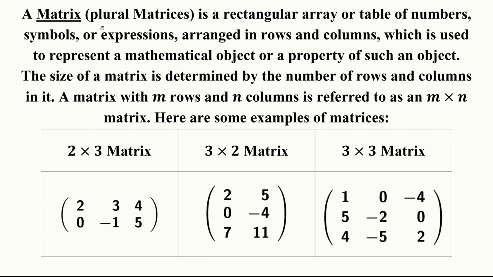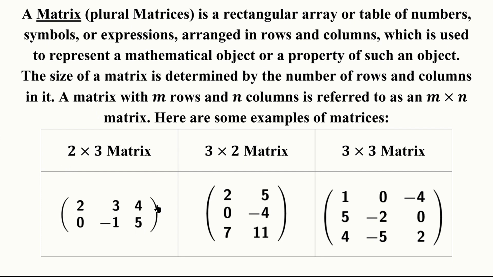A matrix, whose plural is matrices, is a rectangular array or table of numbers, symbols, or expressions arranged in rows and columns, as you can see down here, which is used to represent a mathematical object or a property of such an object. The size of a matrix is determined by the number of rows and columns. A matrix with m rows and n columns is referred to as an m by n matrix. So here we can see a 2 by 3 matrix.